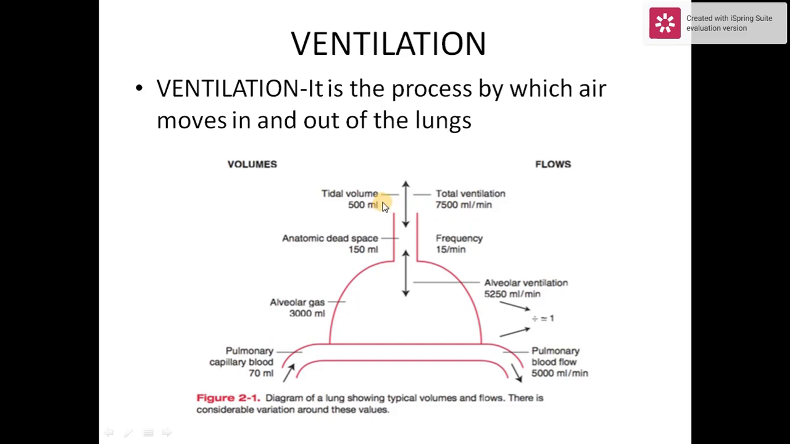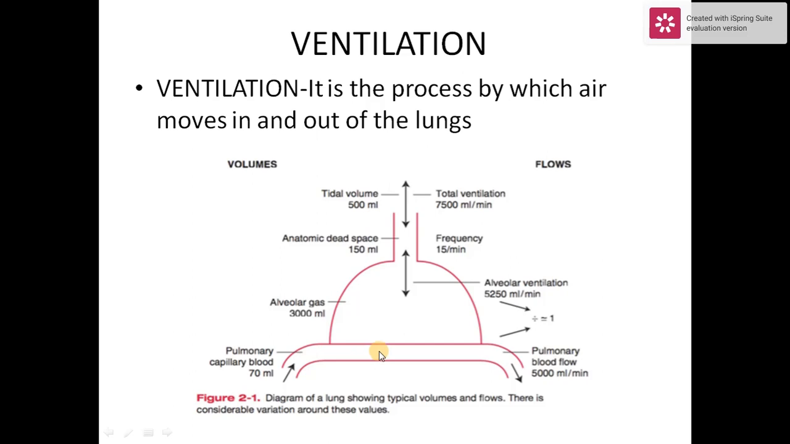So all the tidal volume does not reach the alveoli. There is something known as anatomical dead space and alveolar space. Anatomical dead space is the volume of air which is present in the conducting airway and which does not take part in the respiration. So it's around 150 ml. If we subtract 150 from 500, it will be 350. Multiplication of 350 into 15 is 5250, meaning around 5.25 liters or 5250 ml of air reaches the alveoli.